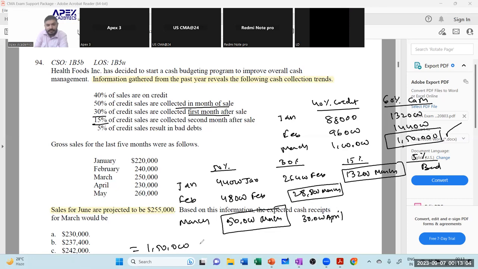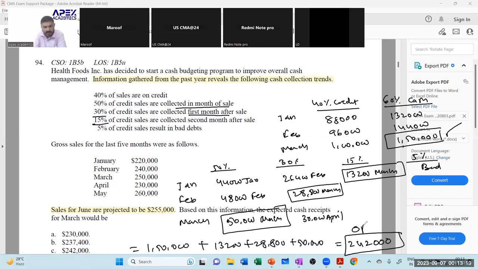Do the total. 150, 13,200, 28,800 and 50,000. What is the total? The total comes to 2,42,000. Option C.